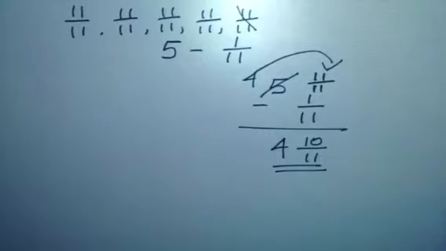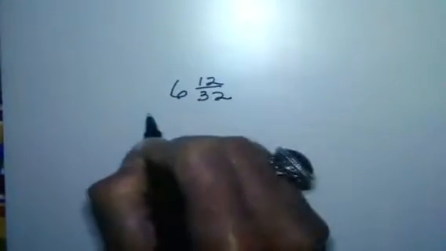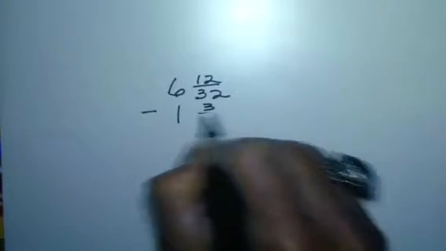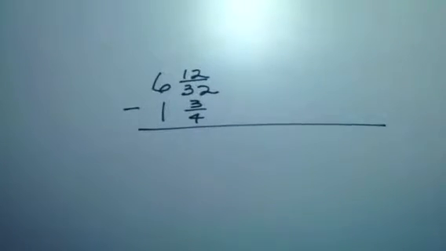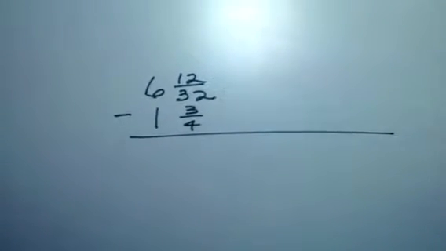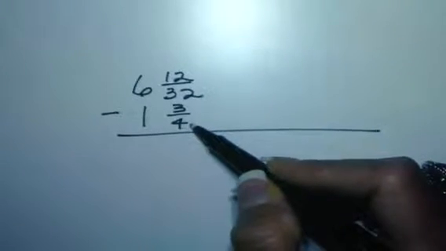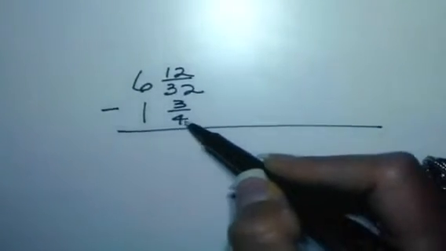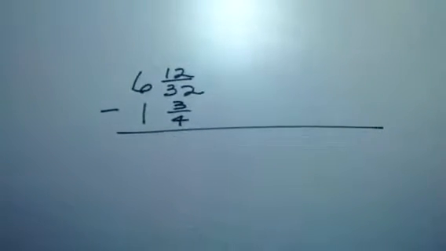Now let's go to a little bit harder problem: 6 and 12/32 minus 1 and 3/4. We have already discussed how to find the LCD and the two methods that you can choose from. Maybe you can recognize that all I need to do is change the denominator of 4 into an equivalent fraction that has a denominator of 32, and that is the only one I need to work with.